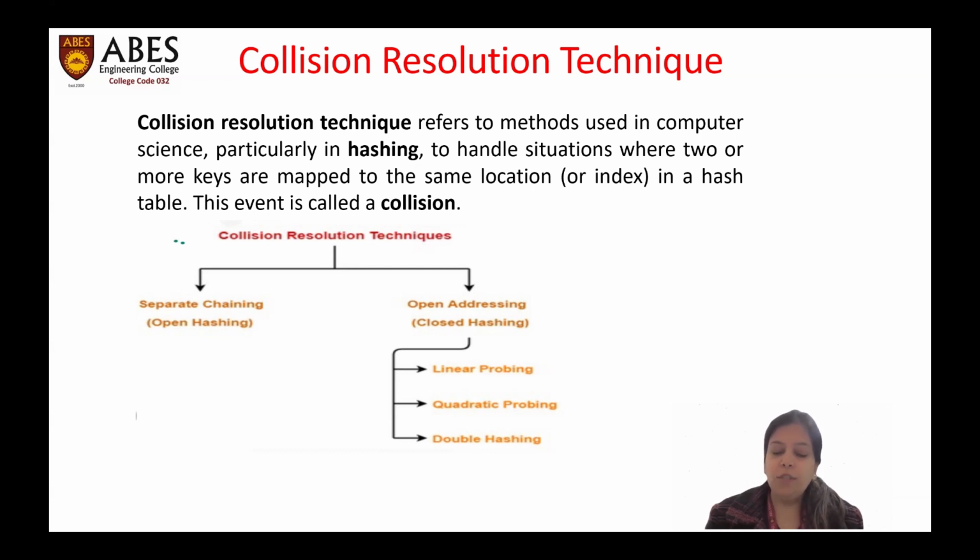Now, in order to resolve the collision, there are two techniques. One is called separate chaining, which is also called open hashing, because some extra space is used in order to resolve the collision. And the second way is open addressing, which is called closed hashing, as no extra space will be used to resolve the collision. Under open addressing, we have various methods like linear probing, quadratic probing, and double hashing. So we are going to look into all these methods one by one.